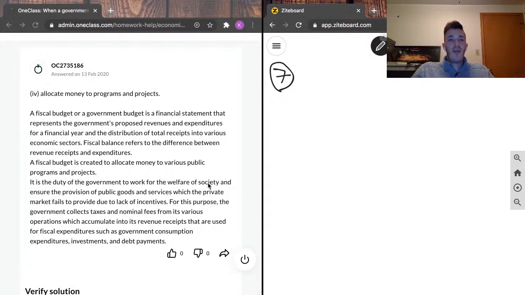It is the duty of the government to work for the welfare of society and ensure the provision of public goods and services, which the private market fails to provide due to the lack of incentives. For this purpose, the government collects taxes and nominal fees from its various operations, which accumulate into its revenue receipts that are used for fiscal expenditures, such as government consumption, expenditures, investments, and debt payments. I think that's a fantastic write-up, and I really don't have too much to add on top of it.